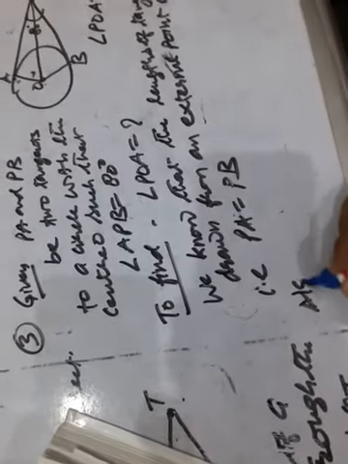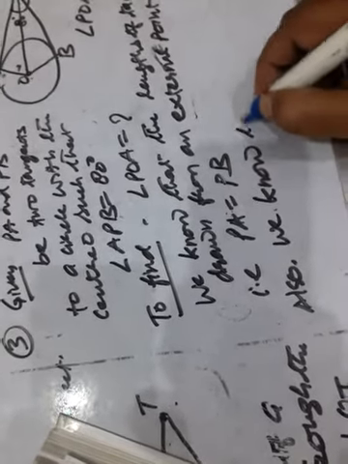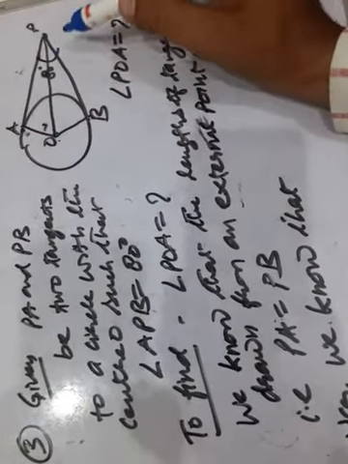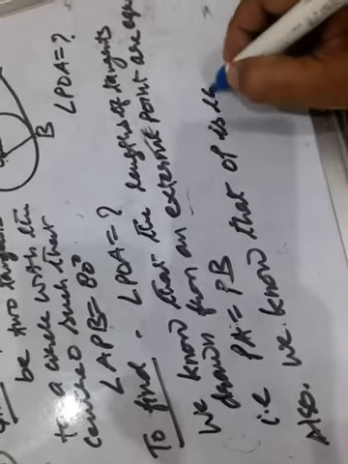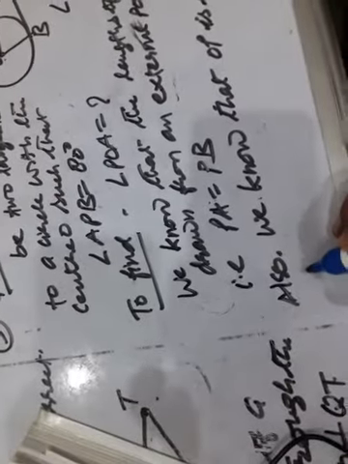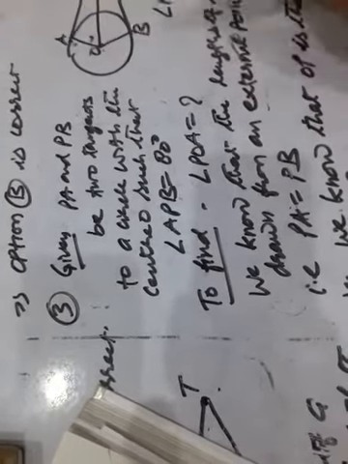Also, we know that the line segment OP is the bisector of angle APB. Okay children? It means OP is the bisector of angle APB and angle AOB both.